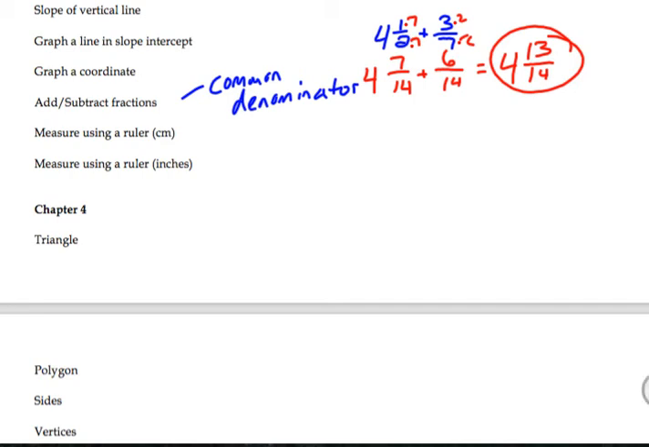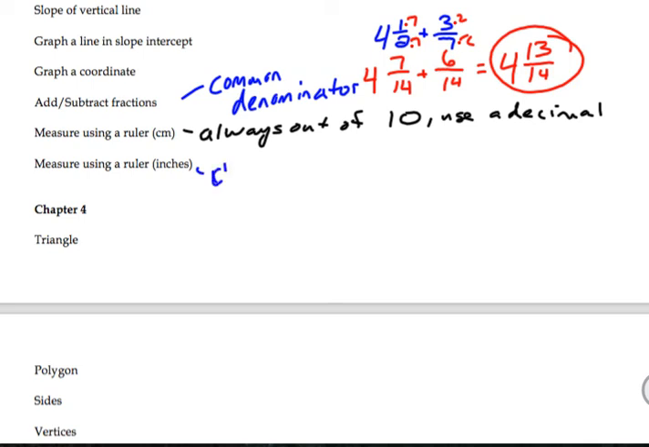Measuring using a ruler. Centimeters are always out of 10. Alright? You can use a decimal if they have decimals as the multiple choice answer. Now, using a ruler, check the label, otherwise inches are out of 16.